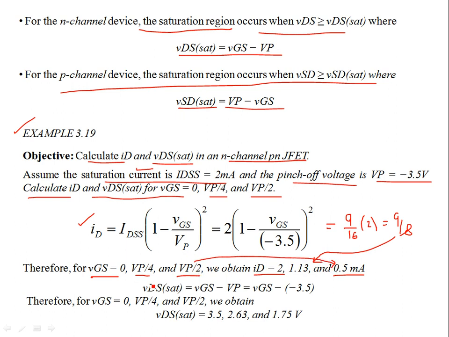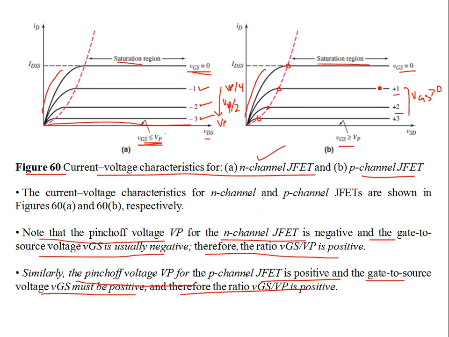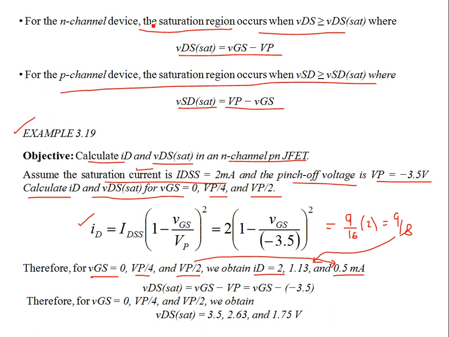This is expected. Then for VDS sat, these points in the N-channel device are a function of VGS. So for each VGS, you have different transition points. Let's find them out. First of all, you have VGS equal to 0. Let's use this equation for the N-channel device. For 0 VGS, when there's no gate source voltage, the pinch-off voltage is given, that is minus 3.5 volts, which turns out to be 3.5 volts. So this is VGS minus VP for the N-channel device, 3.5 volts.